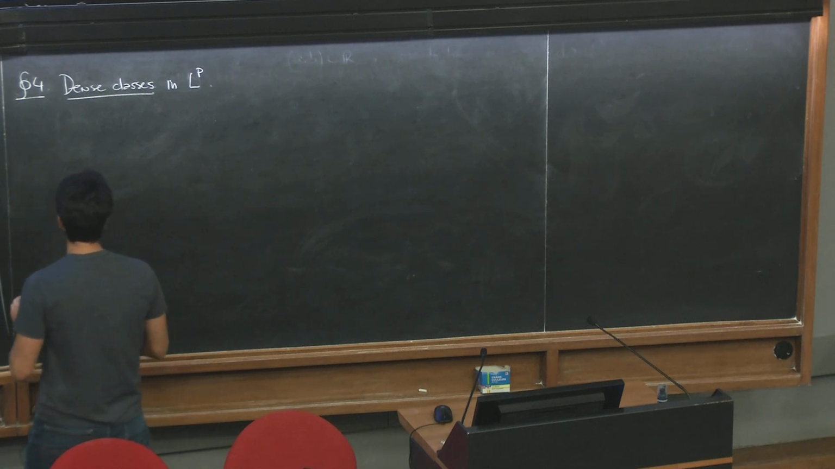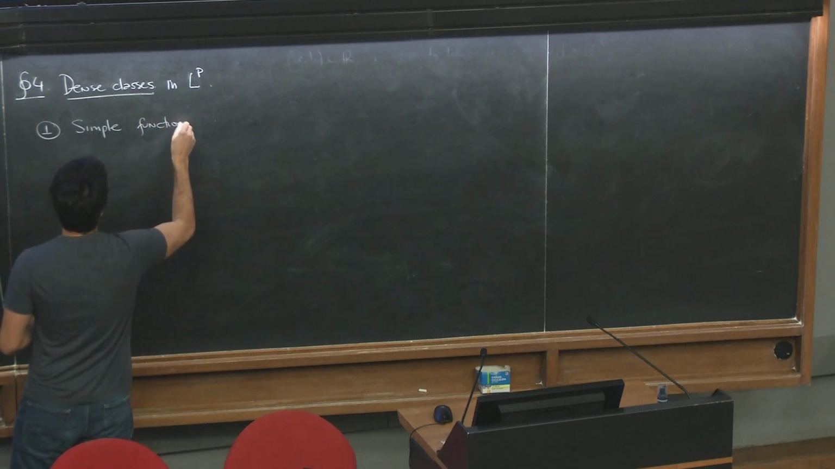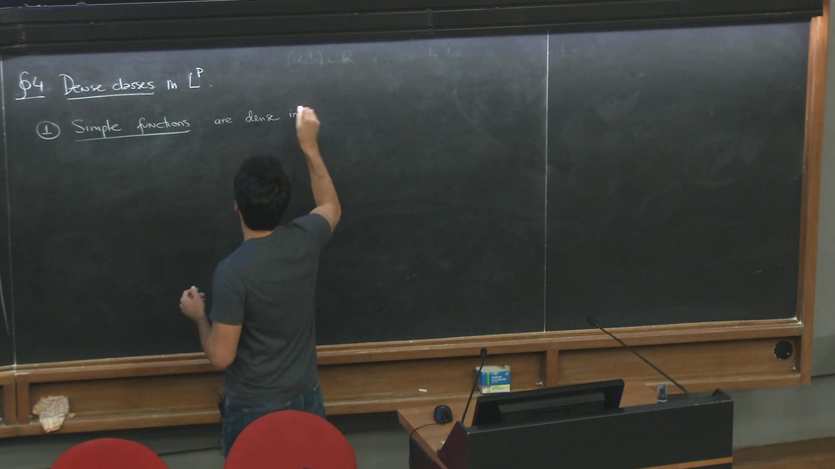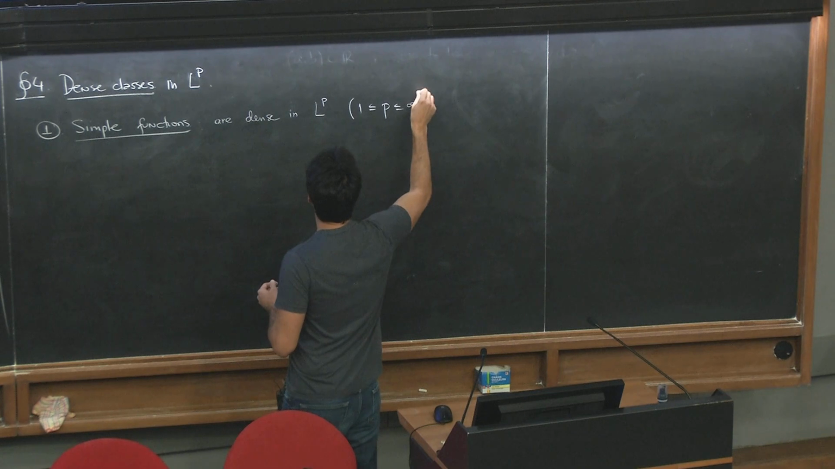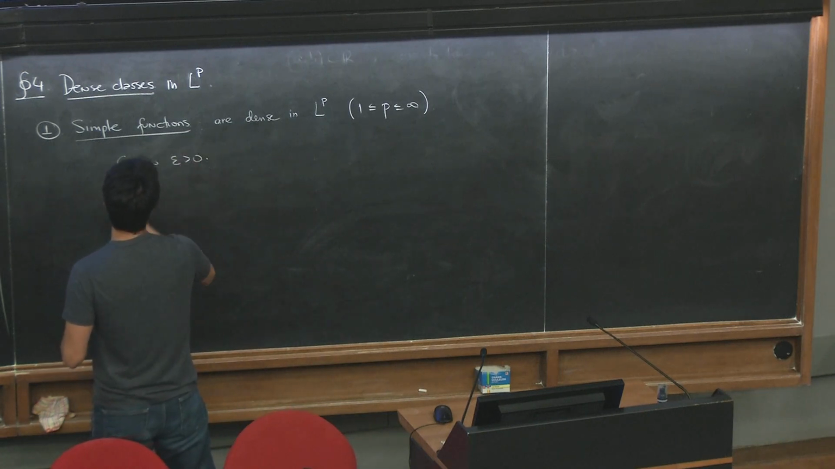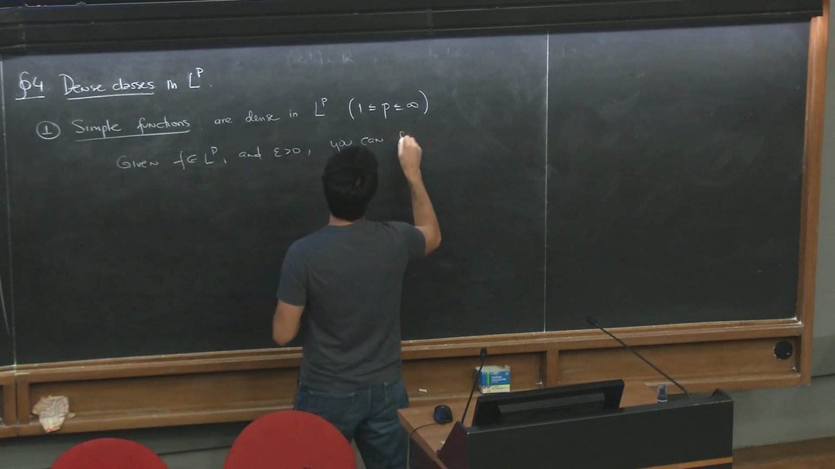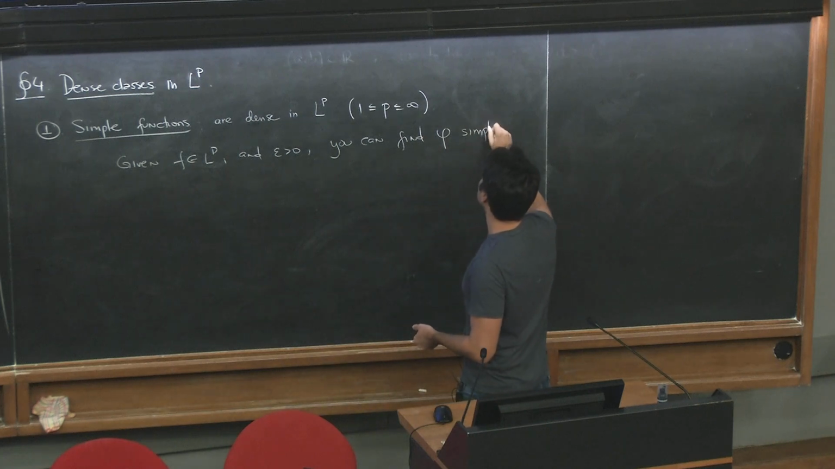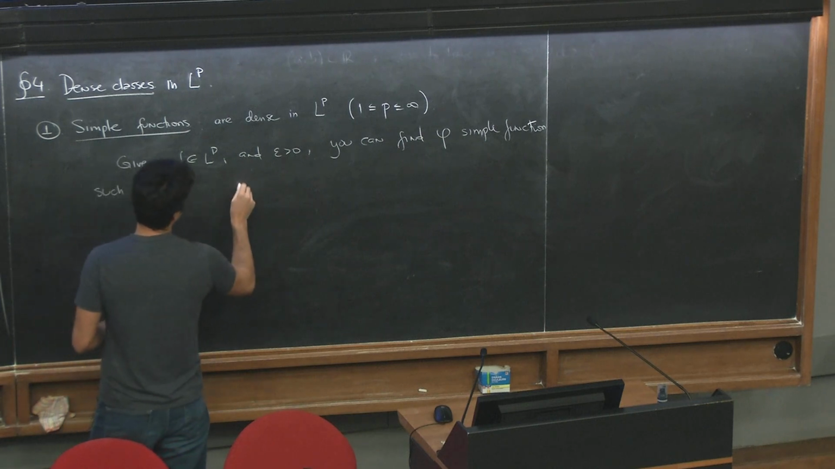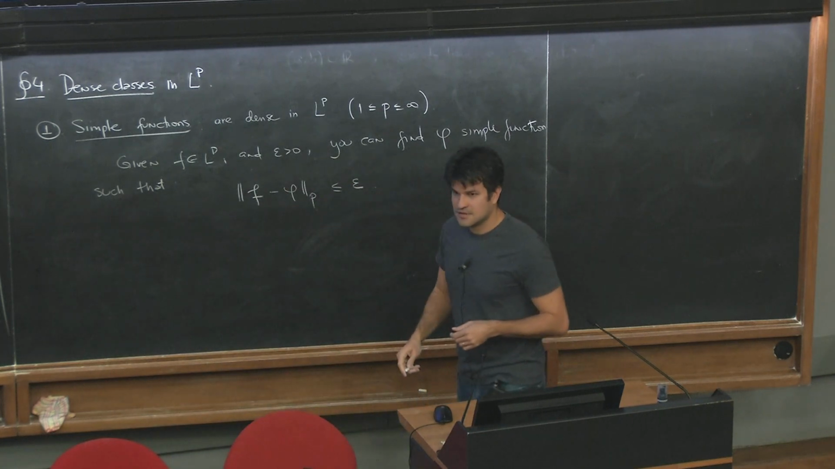So the first thing that you should have in mind is, remember what we discussed about simple functions. Simple functions are dense in LP, for 1 less than or equal to p less than or equal to infinity. What do I mean by dense? Meaning that given a function f in LP and epsilon bigger than 0, you can find a function phi, being a simple function, such that the difference f minus phi in the LP norm is less than epsilon.